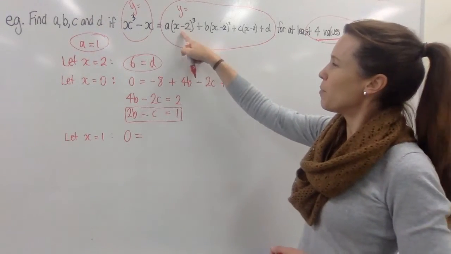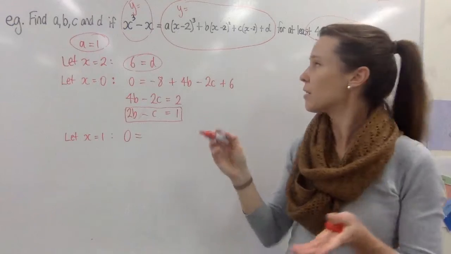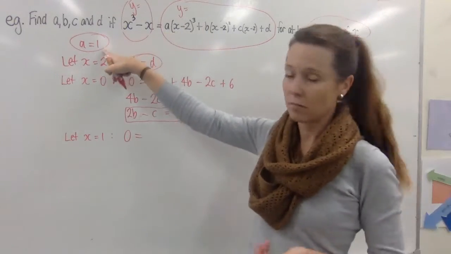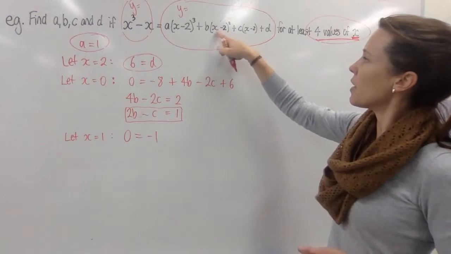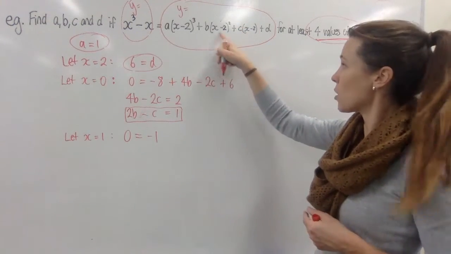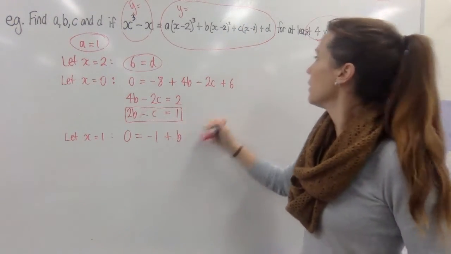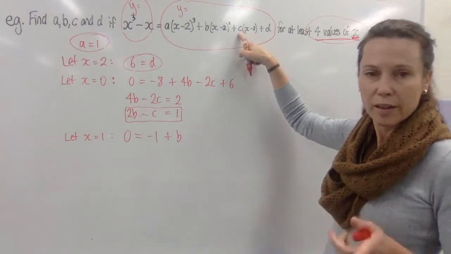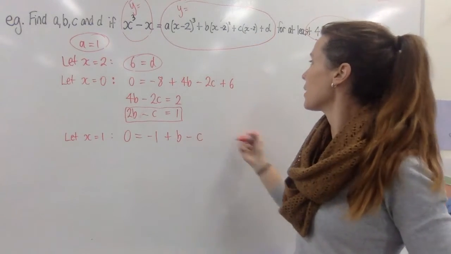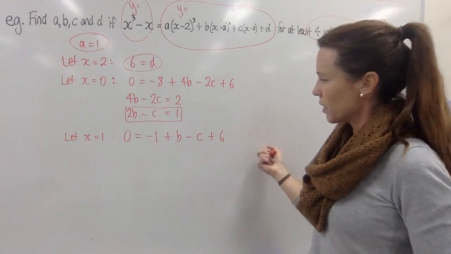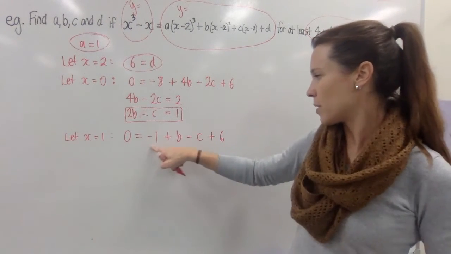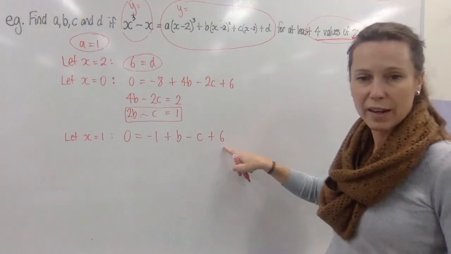So if I cube my negative 1, I get negative 1 times a, which is 1. I'm just going to have negative 1 as that first term. Here I'll have negative 1 squared. That's 1. So I'll have 1 lot of b. Here I've got negative 1 times c. So I've just got minus c. And here I've got my plus d, which is plus 6. So tidying this up, minus 1 plus 6 gives me 5 on this side.